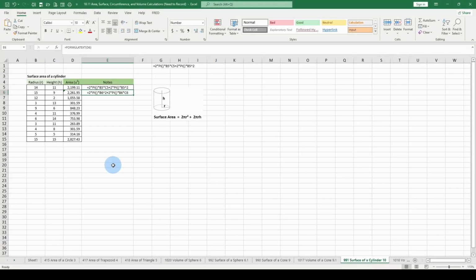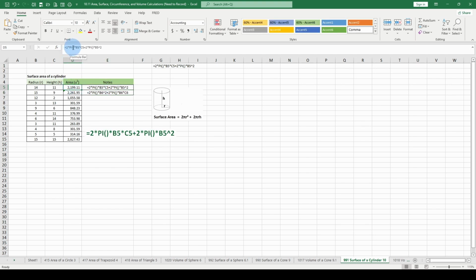The formula is equal to 2 times pi times radius squared plus 2 pi radius times height. Now, the first formula is backwards. If you want to calculate it in this manner, in other words, we have 2 pi radius times height, the first part of the formula, plus 2 pi r squared. And then the second is as it's shown here.